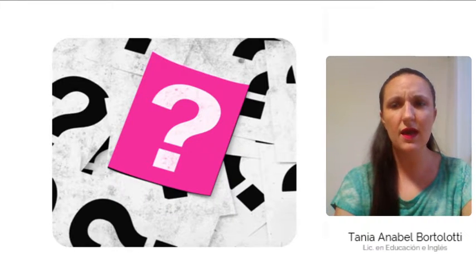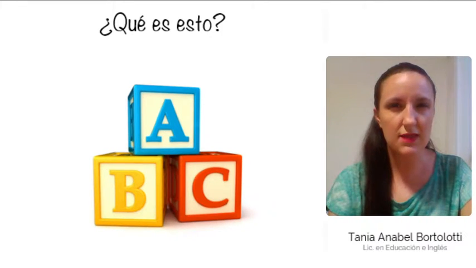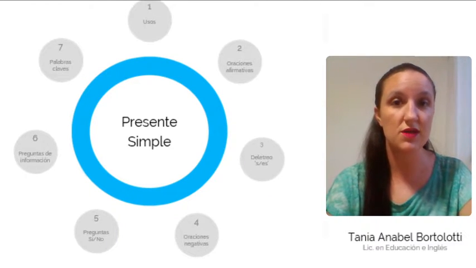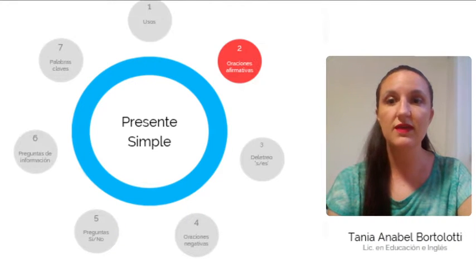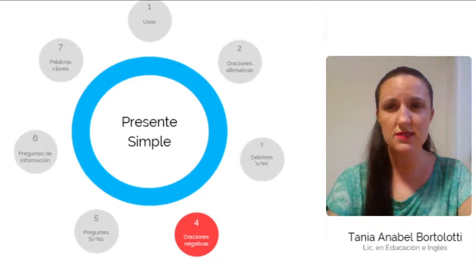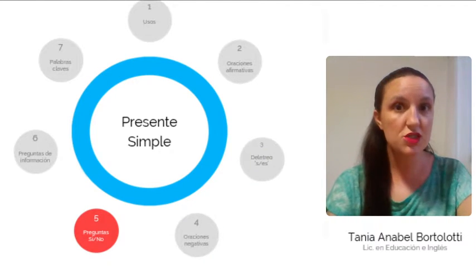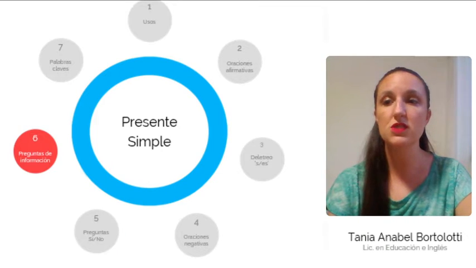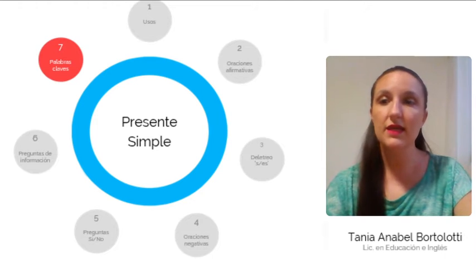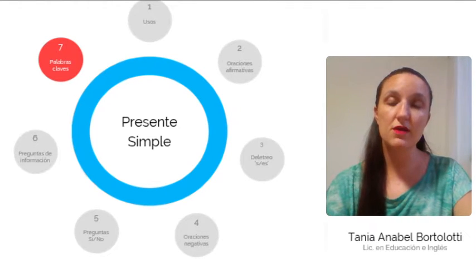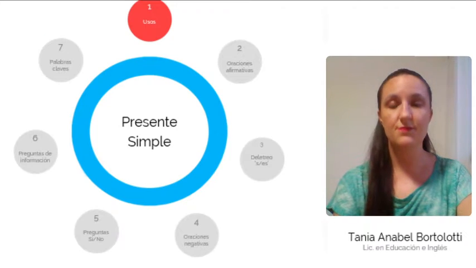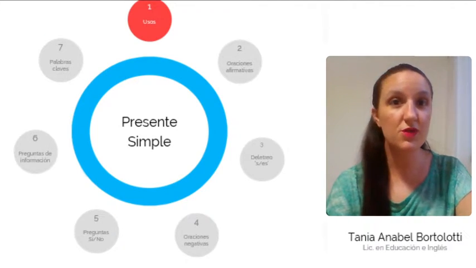Now, you probably are asking, what is it with the ABC? These are all the pearls we're going to analyze as regards the present simple. The uses, positive sentences, the spelling of S or ES, negative sentences, questions, polar questions, yes/no questions, information questions with WH words, and lastly, keywords or time markers to indicate the verbal tense. So let's start. First of all, we are going to talk about the uses.